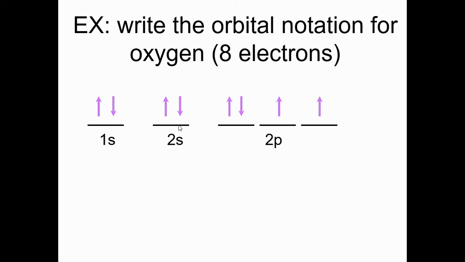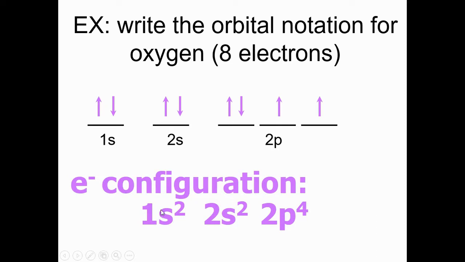Okay, to write our electron configuration, we would write 1s2. 1s, first energy level, s, how many electrons? 2, 1s2. 2s, second energy level, how many electrons? 2, 2s2. 2p, how many electrons? 1, 2, 3, 4. 4 electrons in the 2p. So this is your electron configuration.